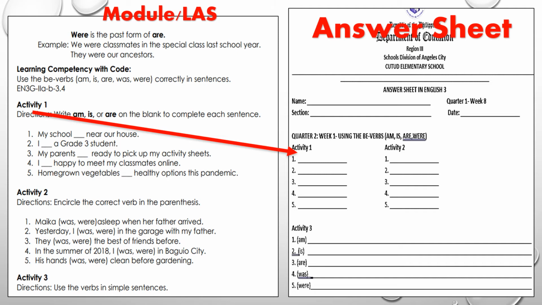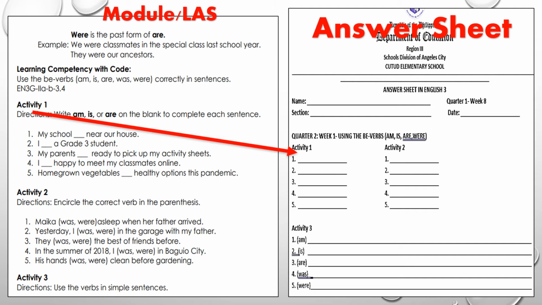How about number 2? I blank a grade 3 student. Remember, if you're going to use the pronoun I, you should use the be verb am. So what do you think is the answer in number 2? Very good. The correct answer is am. I am a grade 3 student.